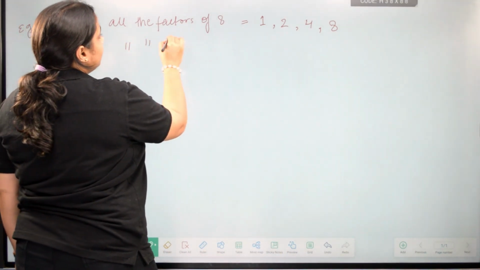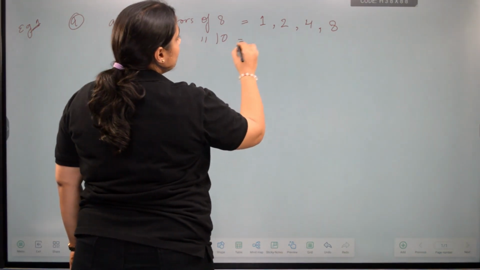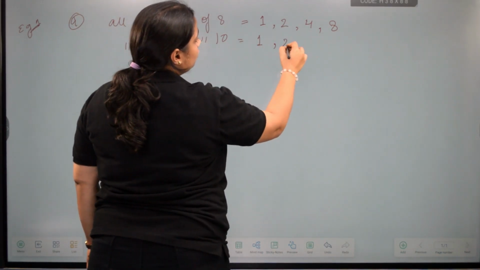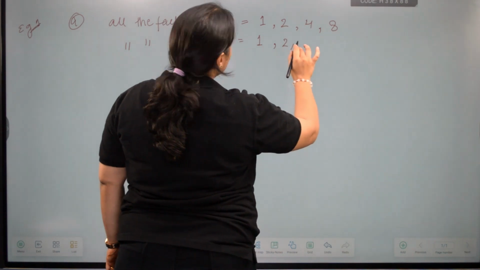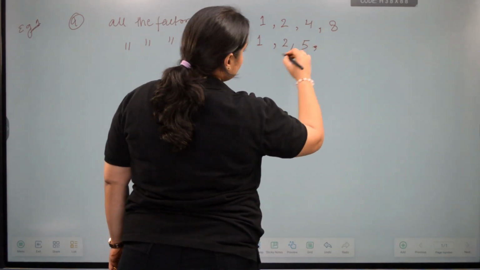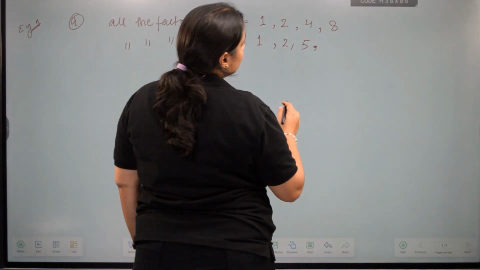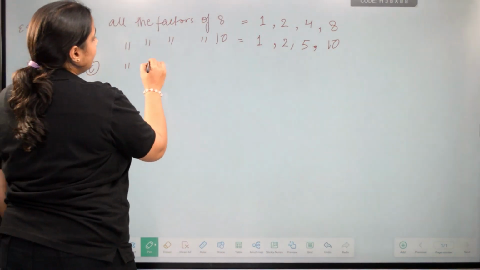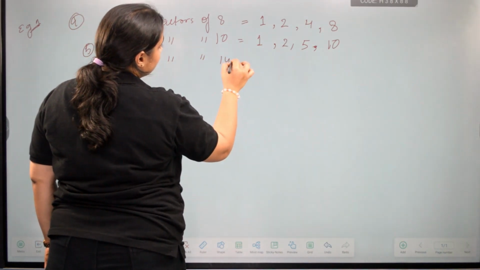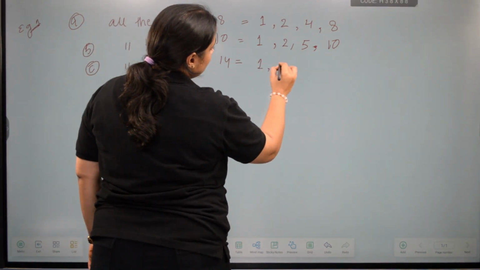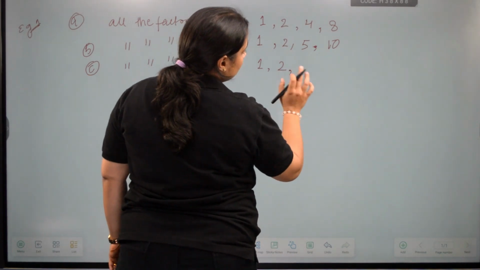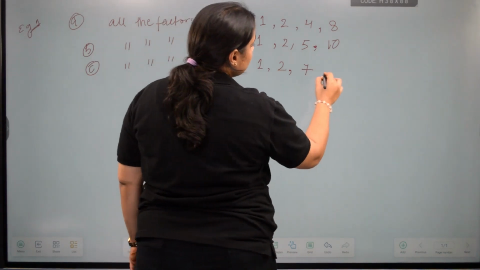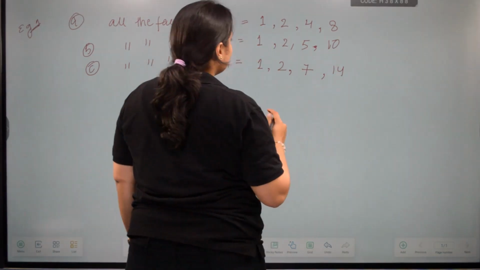Now all the factors of 10: 1, which is a factor of all numbers. Now 2, not 3, not 4. 5 is a factor of 10. Now at last 10 is a factor of 10. All the factors of 14: 1, 2, not 3, not 4, not 5, not 6. 7 is a factor of 14 and at last 14 is a factor of 14.